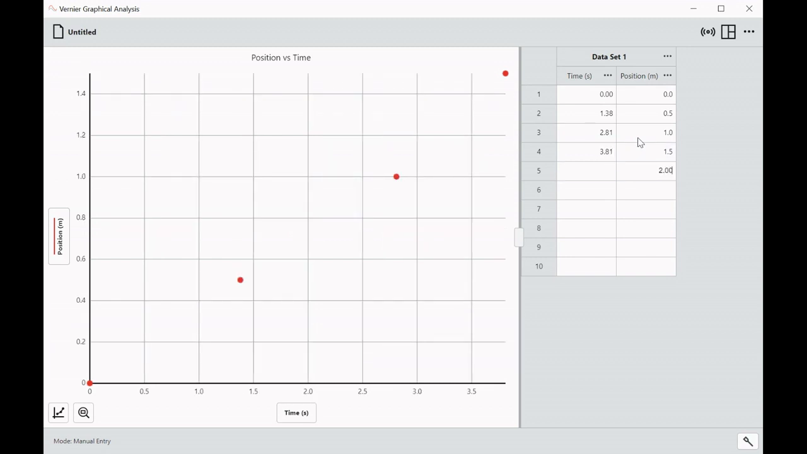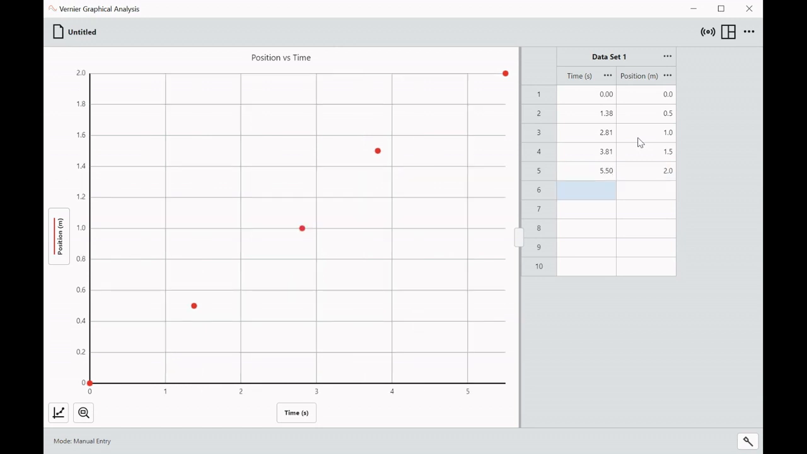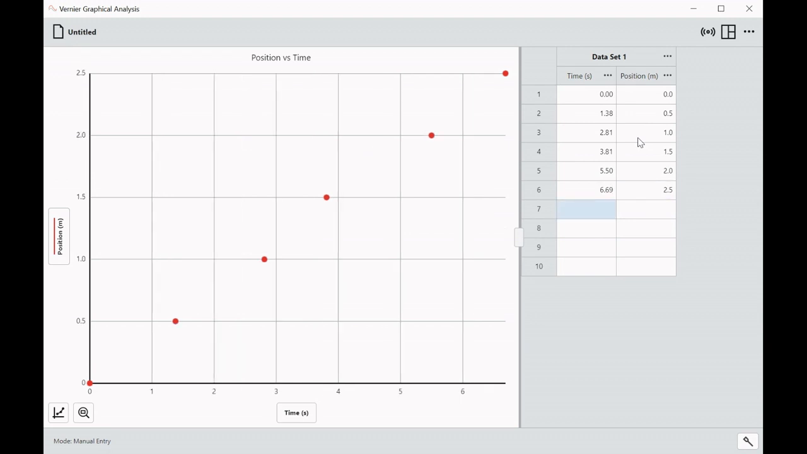At 2.00 meters, the car was there at 5.50 seconds. And then at 2.50 meters, my last data point, it was there at 6.69 seconds. Okay, so it looks like my points line up pretty well here. This one looks like it might be a little bit higher than the line, but that's still pretty darn close. It's pretty good.